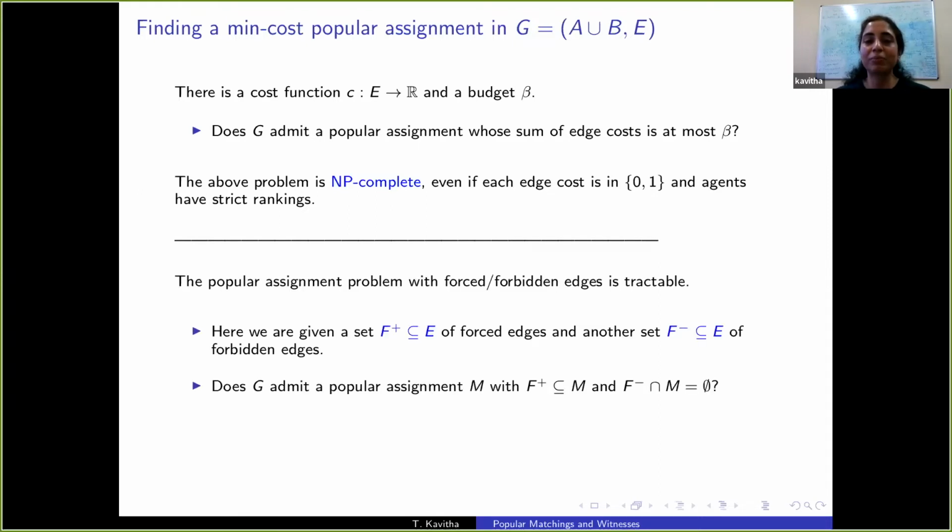This is the popular assignment problem with forced or forbidden edges. We are given a subset of forced edges and a subset of forbidden edges. And we want to know if there's a popular assignment that contains all the forced edges and completely stays away from the forbidden edges. A simple variant of our algorithm can solve this problem. So though the min cost popular assignment problem is hard, this particular variant, which is in fact a very well-studied variant in the stable matching literature, is easy to solve. Easy in the sense that there is a polynomial time algorithm.